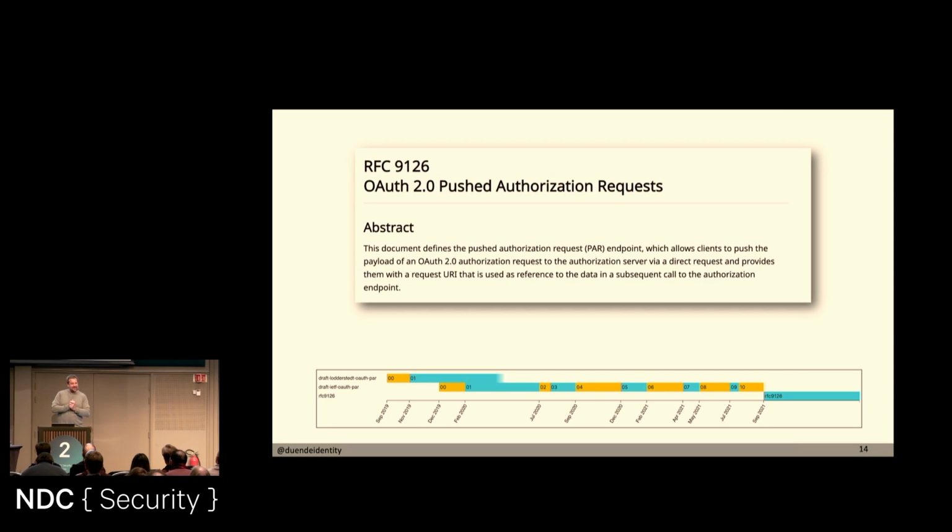Look at that. As you can see, the PAR work started basically around the time when all of these concerns with the JWT-secured authorization request became apparent, and it only took less than 2 years, because people realized maybe that's a much simpler solution than putting JSON web tokens on URLs and figuring out firewalls and whitelists and all kinds of other things.